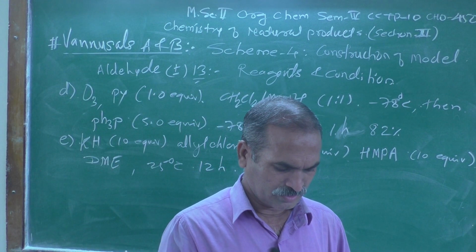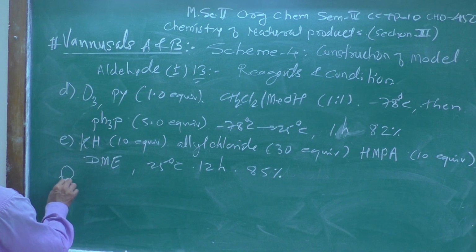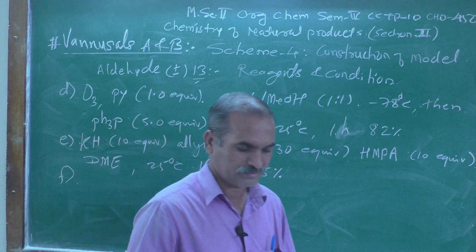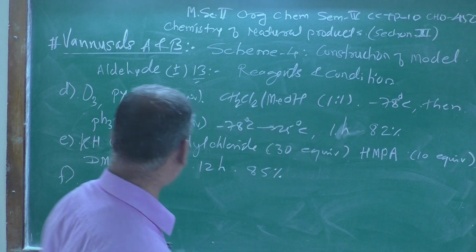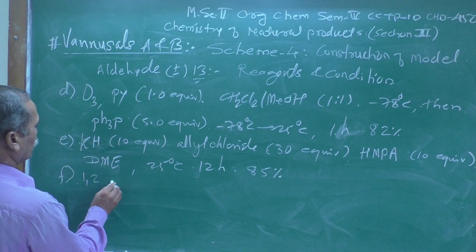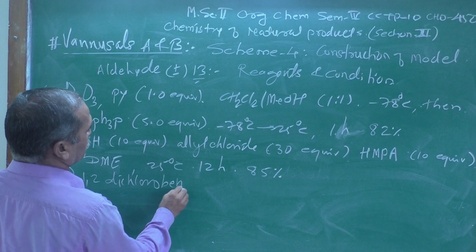Now, the next reagent will be F, and that F reagent is 1,2-dichlorobenzene, which is 1,2-dichlorobenzene.